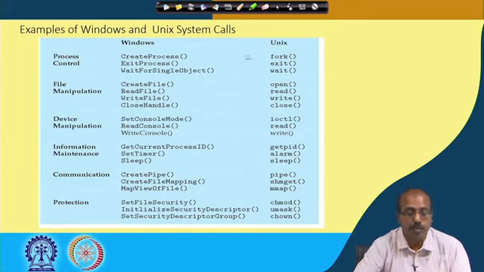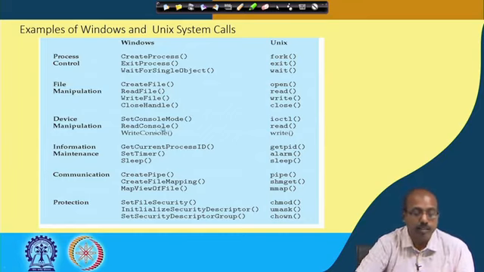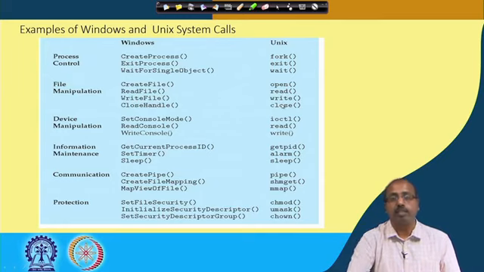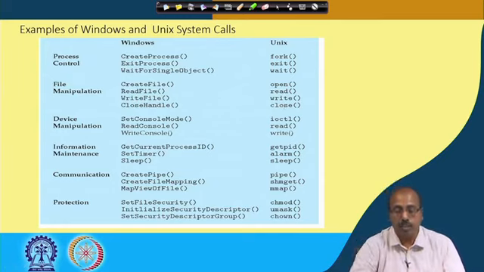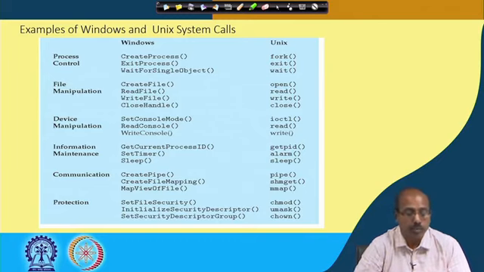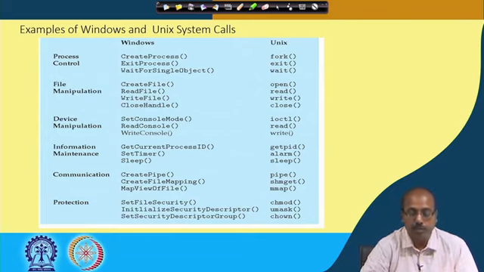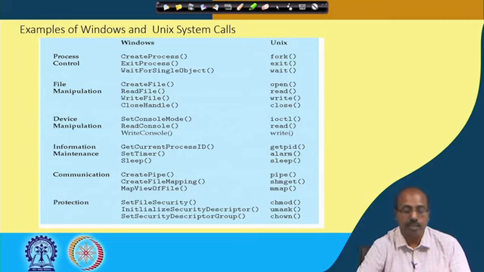In case of Windows, for device manipulation we have read console and write console, which are different from the read file and write file calls, whereas in Unix the same read and write system calls are used for both files and devices. So in Unix, files and devices are treated in a more uniform fashion compared to Windows. Then for information maintenance, we have get current process ID in Windows and get PID in Unix. There are many such system calls for every operating system, and you can find this list documented in the manual.